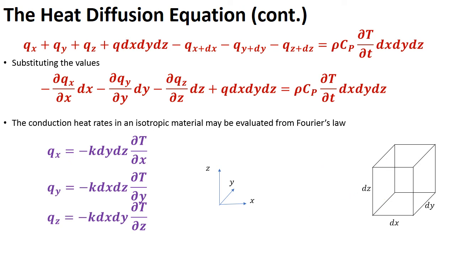Same for heat transfer in y direction. This is the heat transfer in y direction. The green area is the area perpendicular to the direction of heat in y direction, and it is clear that this area is dx times dz. Similarly, you can witness that the area perpendicular to the direction of heat in z direction is dx times dy.